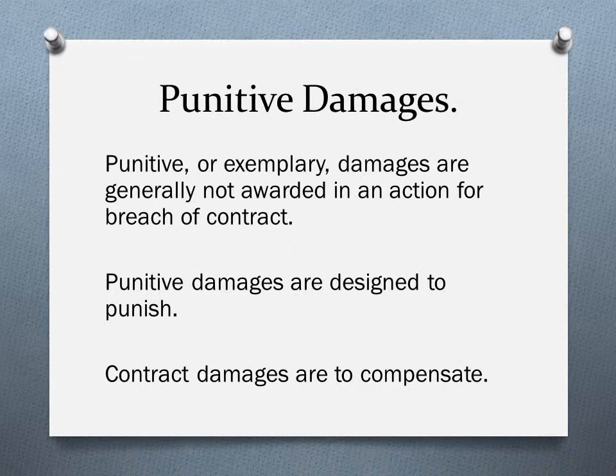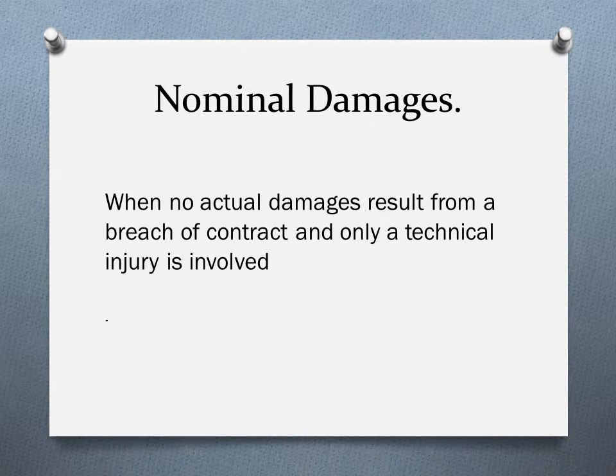Punitive damages. Punitive or exemplary damages are generally not awarded in an action for breach of contract. Punitive damages are designed to punish. Contract damages are to compensate. Now, when we talk about nominal damages, that's when no actual damages resulted from a breach of contract and only a technical injury is involved.